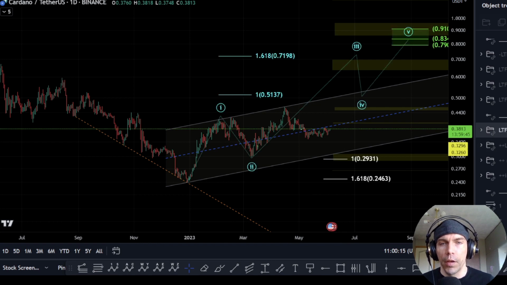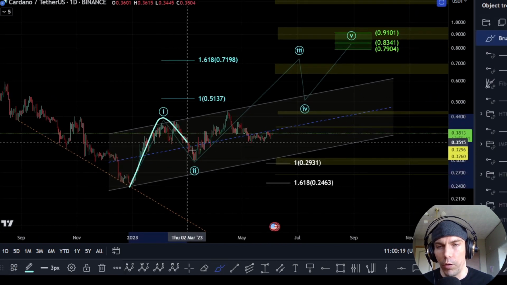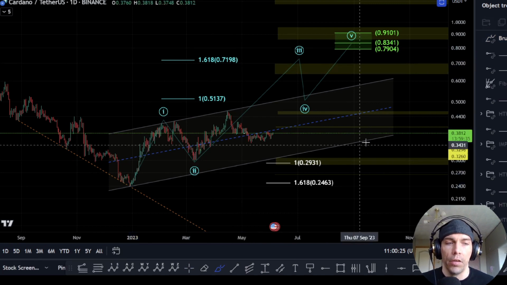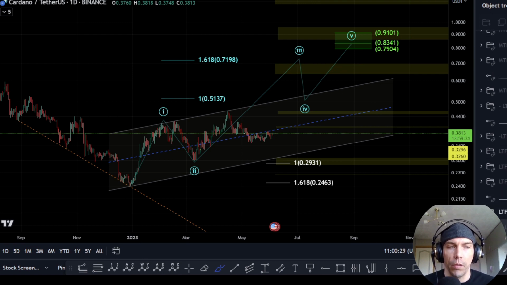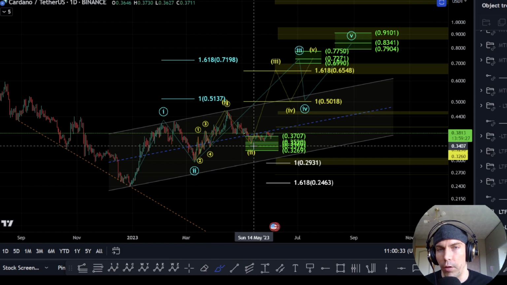Now, if this is the case, what we'd be looking for is something along these lines where we'd be treating this as a 1-2 here. And then we're looking for a move past the 71.98. Now, if we are looking for this push to the upside here, what we'd then be arguing is that within here, we could be looking at this as a potential another 1-2 here.